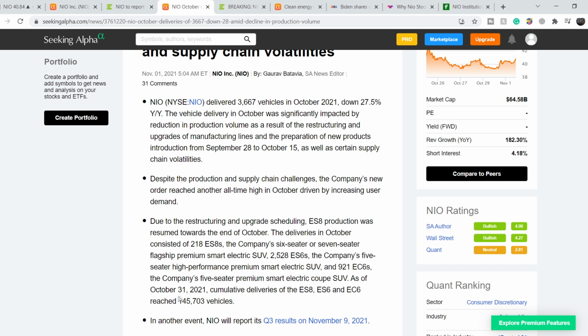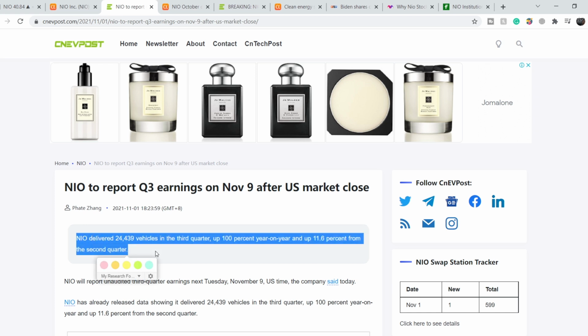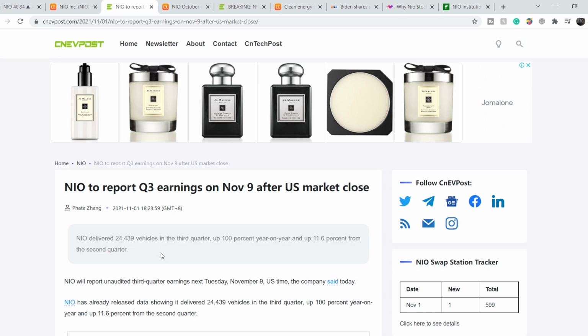As of October 31st, 2021, cumulative deliveries of these cars reached 145,703 vehicles. So definitely they have a decrease in deliveries in October. But right here, as you can see, NIO delivered 24,439 vehicles in the third quarter, up 100% year-on-year and up 11.6% from the second quarter. This means their earnings report on November the 9th should be better than the previous report of Q2 2021.